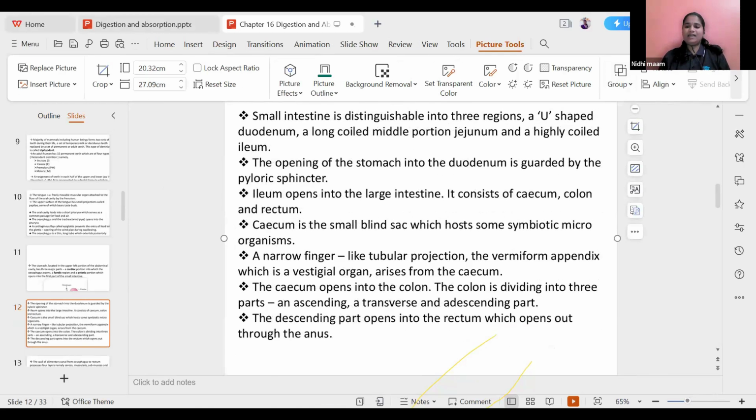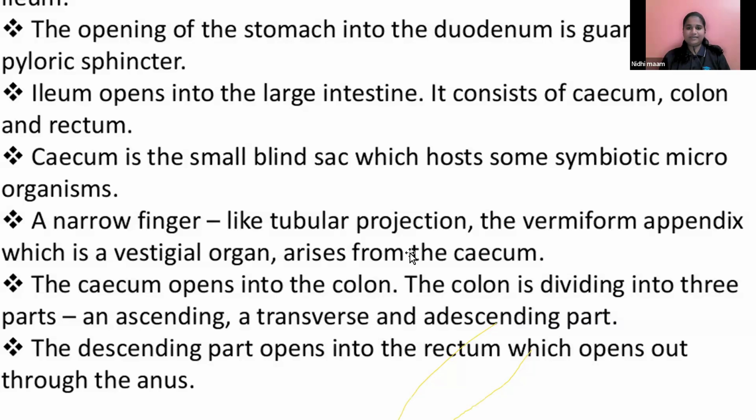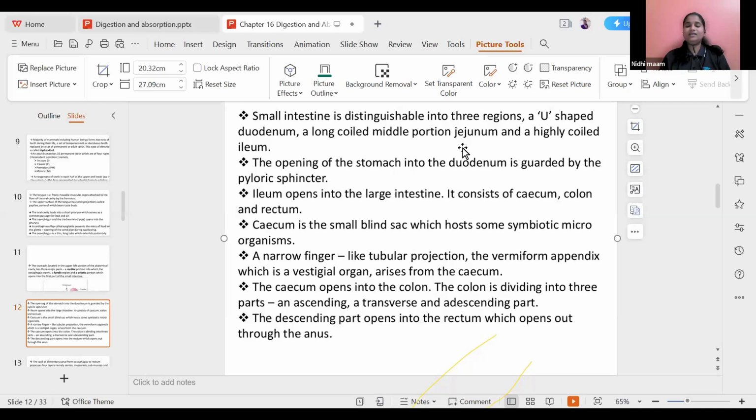We were discussing the small intestine. Here you can see the small intestine is U-shaped. It has three parts: duodenum, jejunum, and ileum. Remember, my dear boys and girls, when we talk about the parts of the small intestine, the opening of the stomach into the duodenum is guarded by a sphincter which is called the pyloric sphincter.